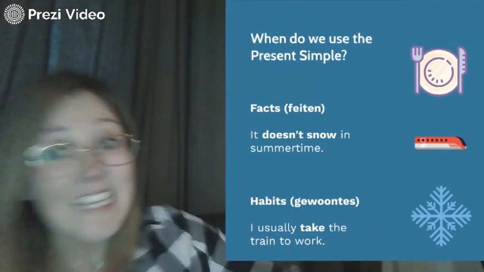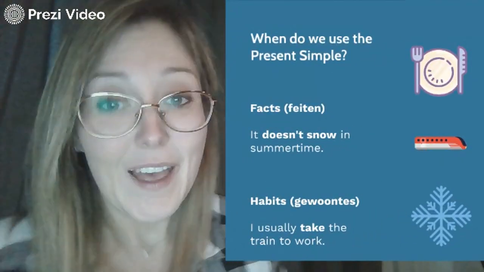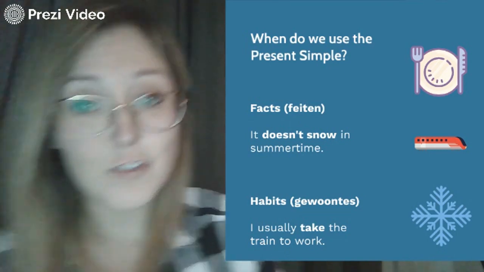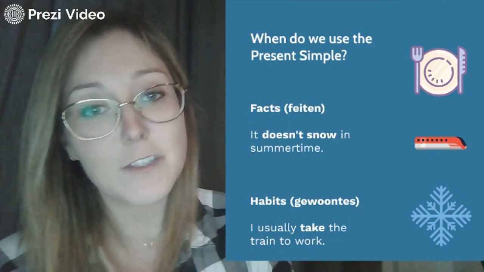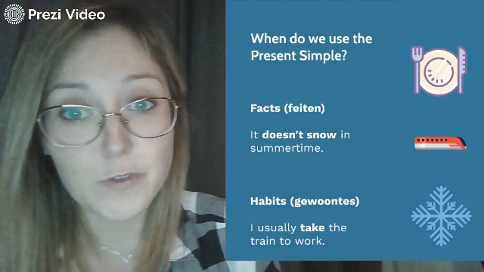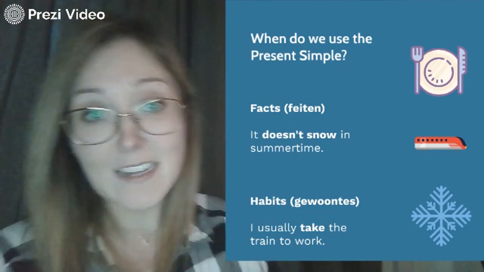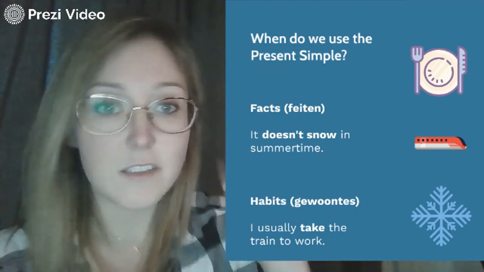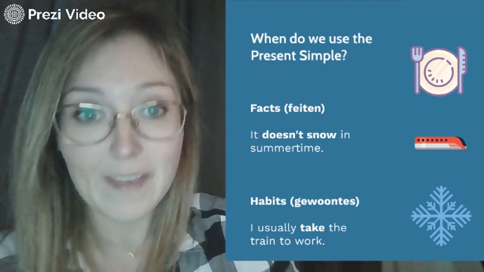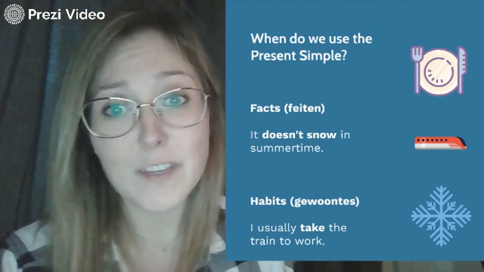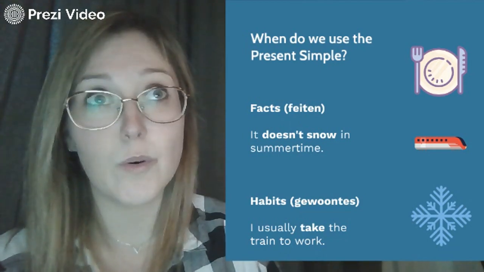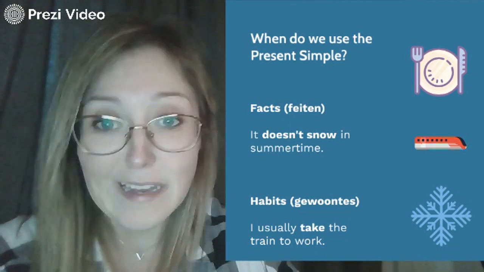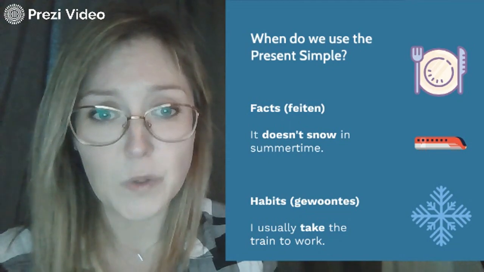Now, when do we actually use the present simple? We use the present simple for two different reasons. First of all, to describe facts, so things that are just always true, like it doesn't snow in summertime. And we use it for habits, so things that we do a lot or that we do very often, or for things that we never do at all.